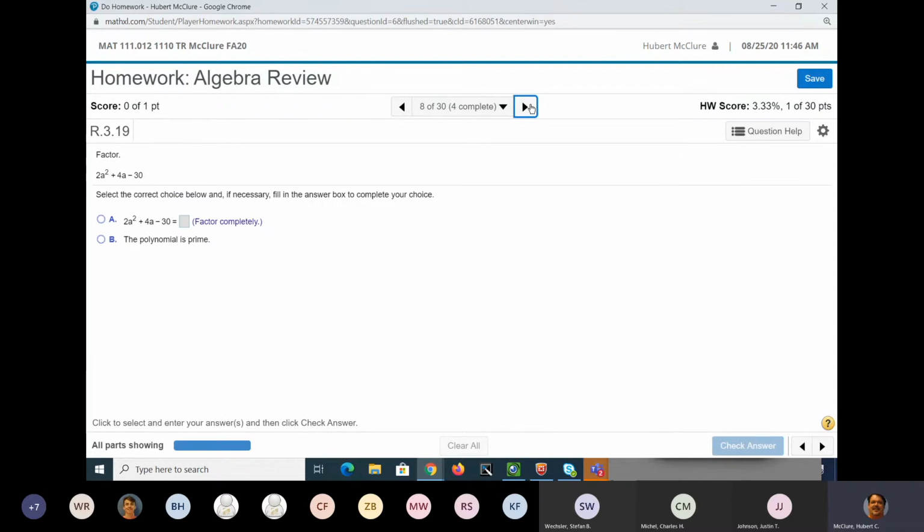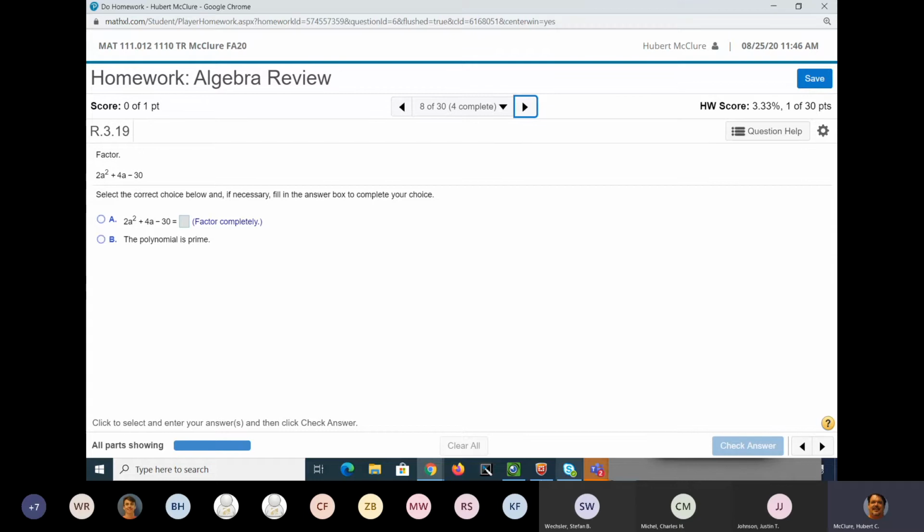Okay. Factor. Reverse FOIL. No. First, we can factor out a common term. Before you use reverse FOIL, remember the first rule of factoring: factor out a common term. Okay? That's the first rule of factoring.